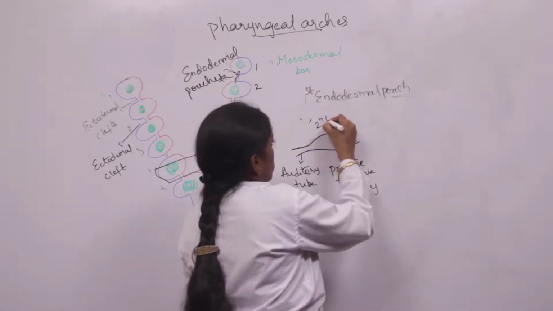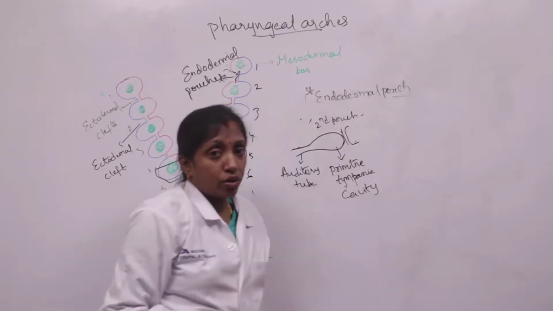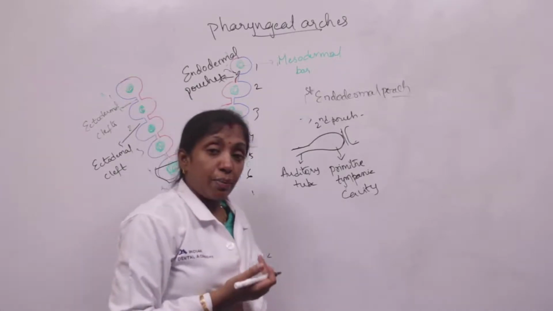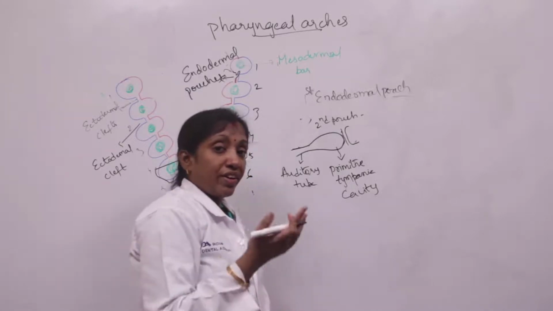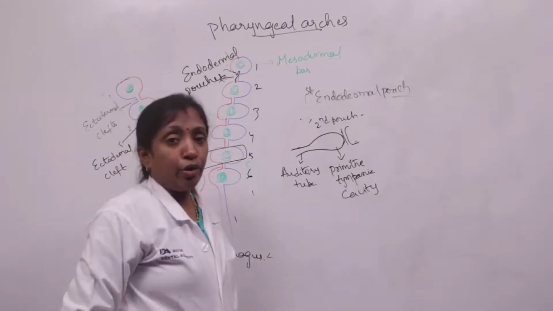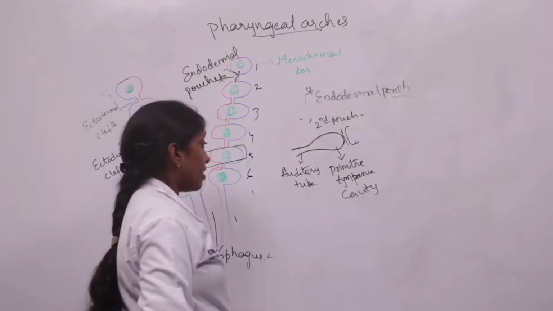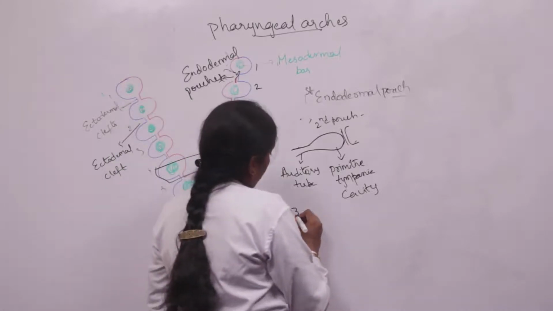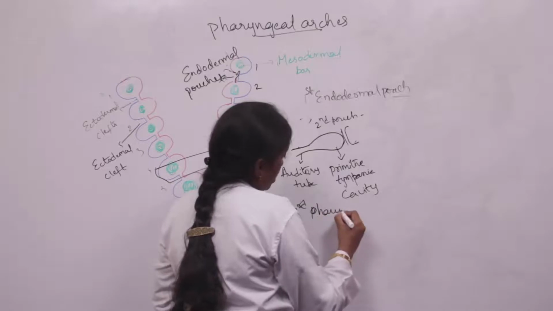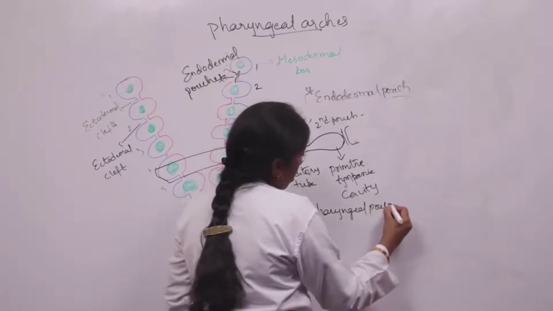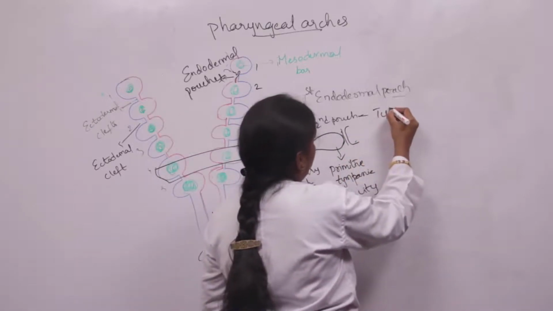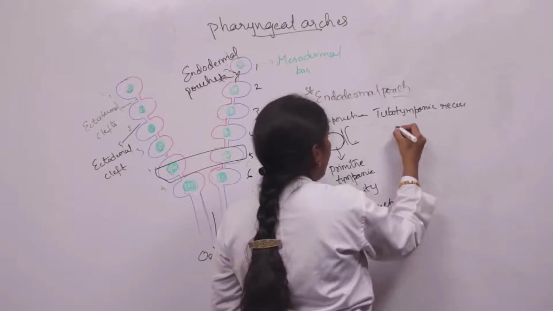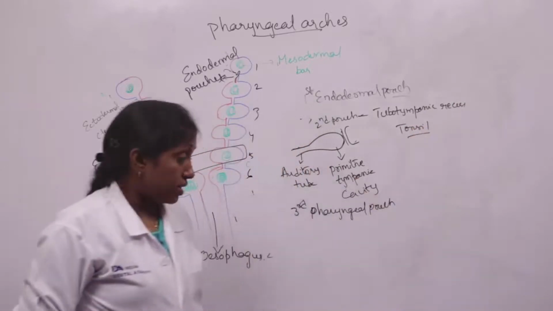Okay, and coming to the second pouch. Coming to the second endodermal pouch, we know that the ventral part of the second pouch also participates in the development of the tongue, and the dorsal part again divides into a dorsal wing and a ventral wing. The dorsal wing helps in the formation of the tubotympanic recess along with the first pharyngeal pouch. And one more thing, the ventral part of the second pharyngeal pouch gives rise to the tonsil.